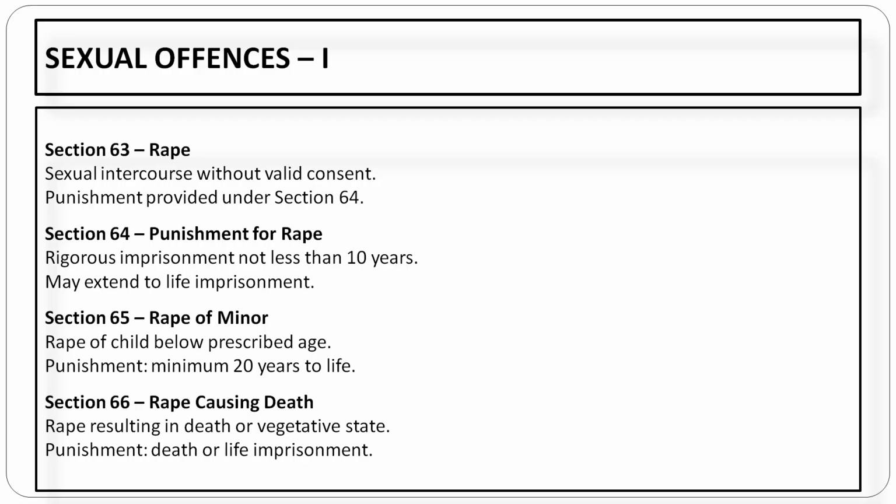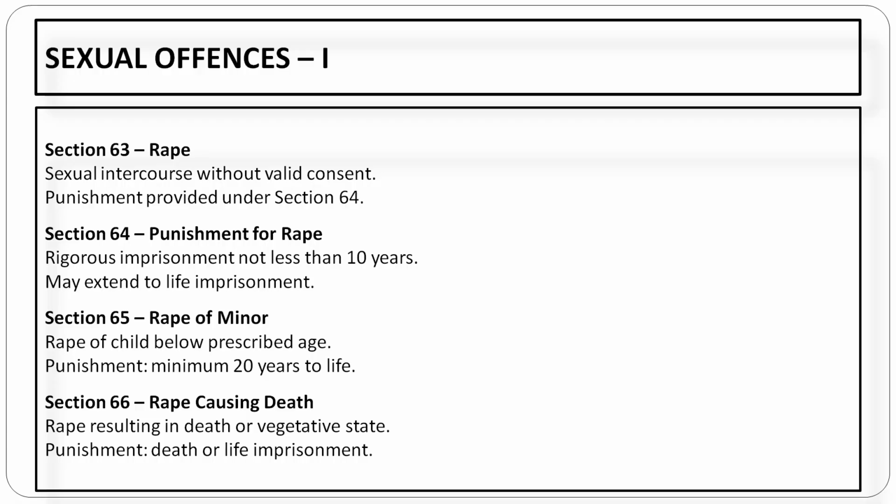Section 64 provides punishment for the offense of rape, that falls under section 63. It prescribes rigorous imprisonment of not less than 10 years. In serious cases, the punishment may extend to life imprisonment. The court considers the facts and gravity of the offense while deciding the punishment. The section reflects the strict approach of law towards sexual offenses. Fine may also be imposed along with the imprisonment.